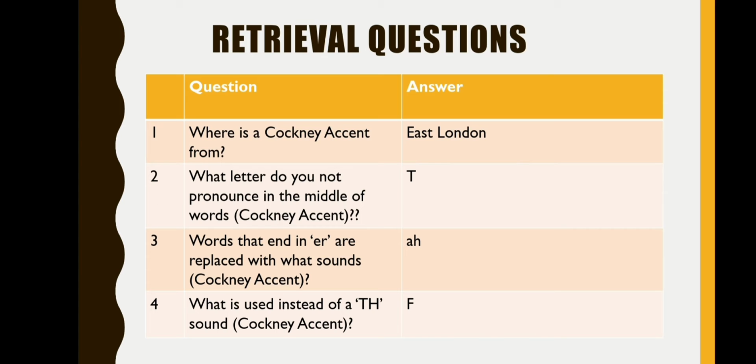And here are the answers. Number 1, East London. Number 2, a T. Number 3, an AH and R sound. And number 4, an F. Please pause the video here for students to write out the correct answers.